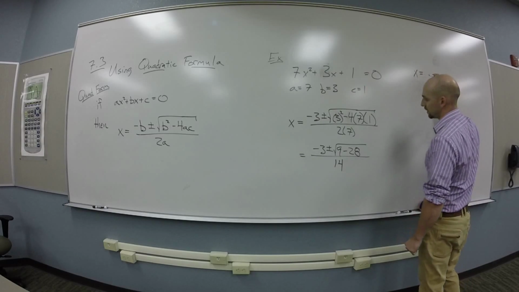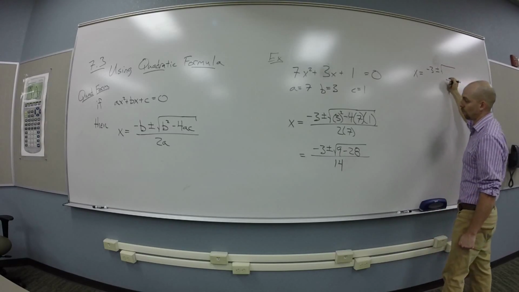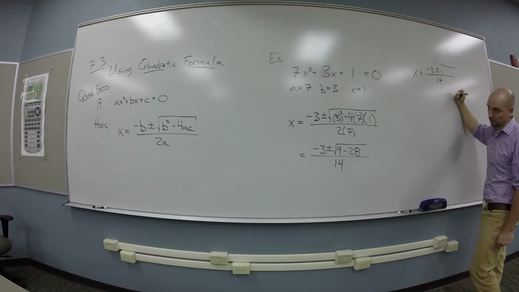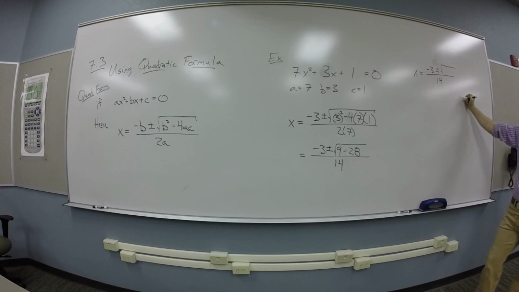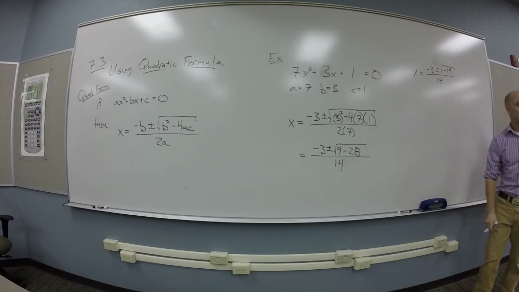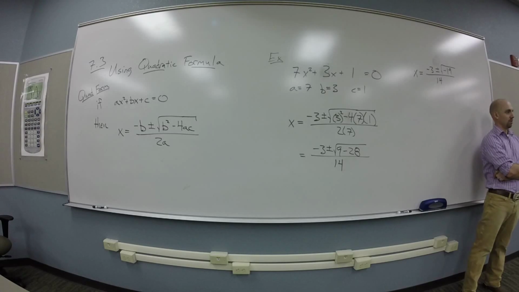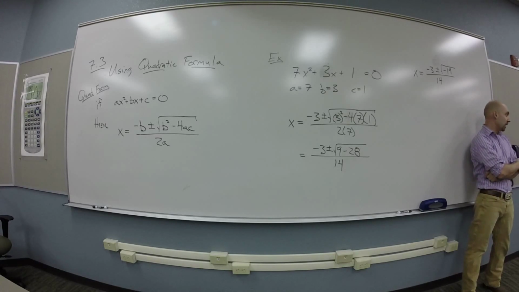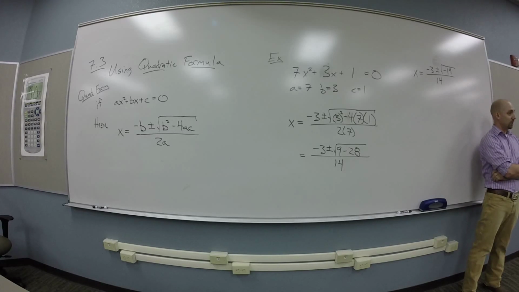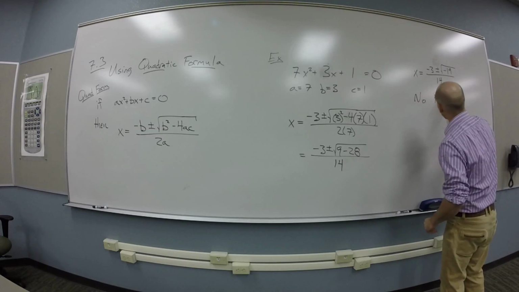Okay, so x is negative 3 plus or minus the square root of what, over 14? What's 9 minus 28? Negative 19. Okay, what do we do with that? You guys see the problem? I'm asking what number do I square to get a negative number, right? There just isn't one. So the answer to this is no real solutions.